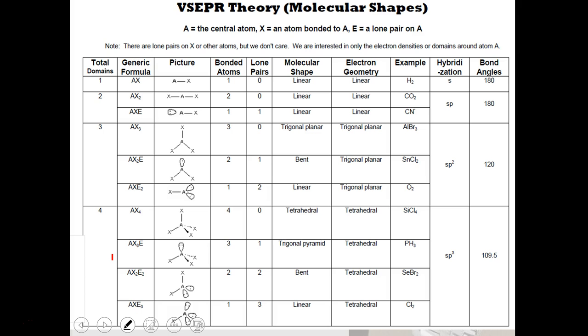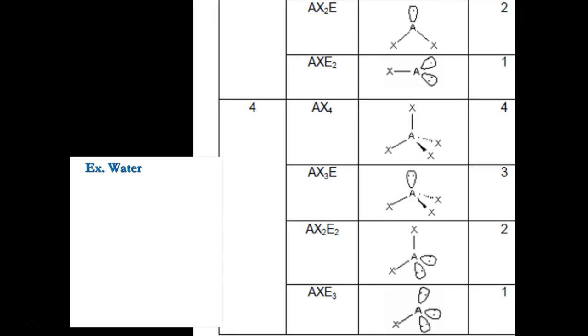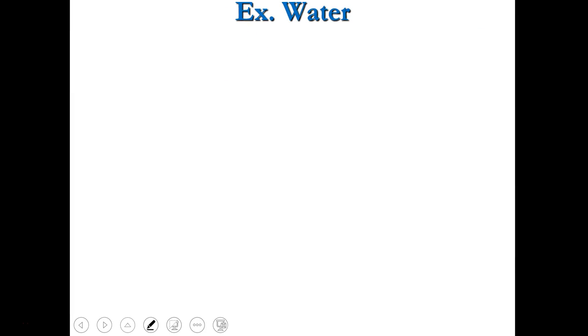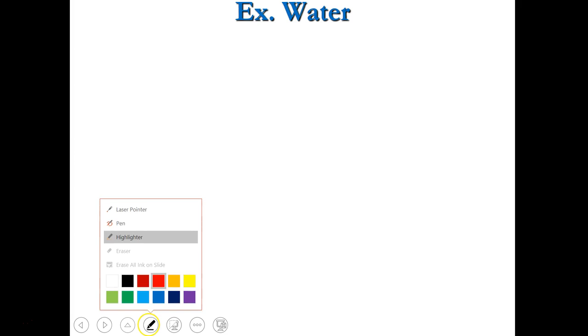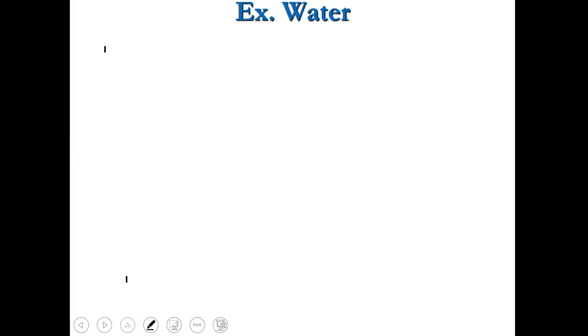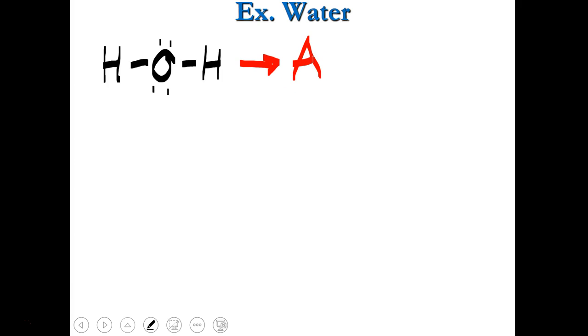So take this table out, have it ready, and let's do water. So we know water is dihydrogen monoxide. Let's draw it out. I know we have H bonded to O, bonded to H, dot, dot, dot, dot. So there's our first step. Now that we have that, let's write out our AX formula. So we know oxygen's the central atom, and it's A.